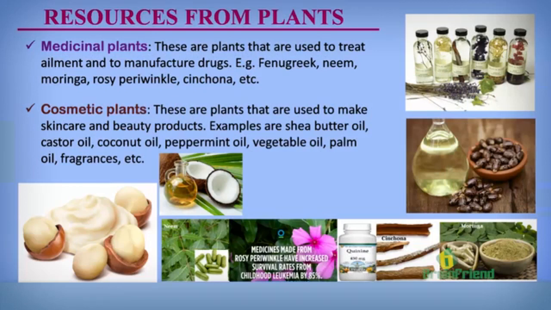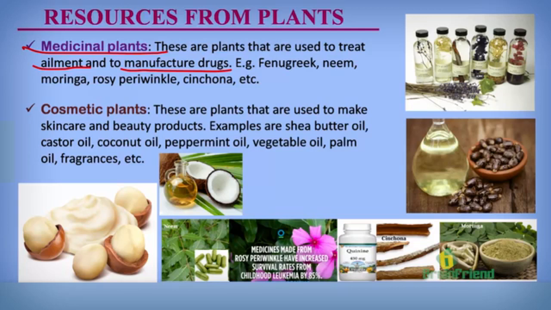Another group of resources gotten from plants are medicinal plants. These medicinal plants are very important to humans as well. They are used to treat ailments. Some of these plants are used to treat diseases and ailments in humans and animals, and they are also used to manufacture drugs. This means that we can use some of these plants directly as therapy to treat ailments. We can also process these plants and use them to manufacture finished drugs.